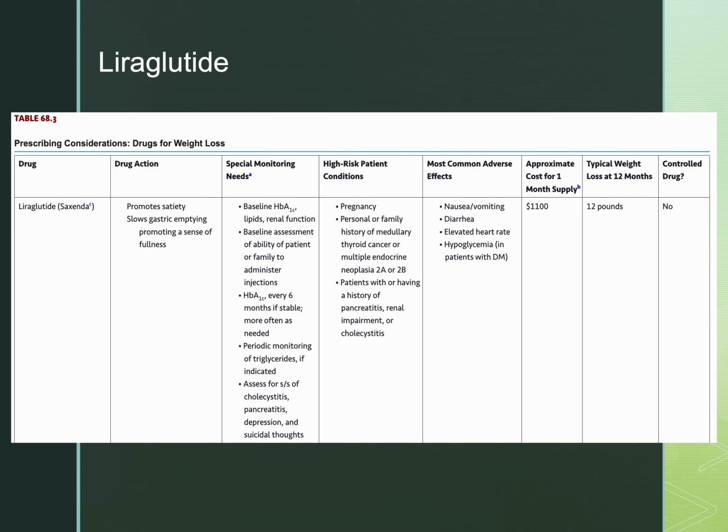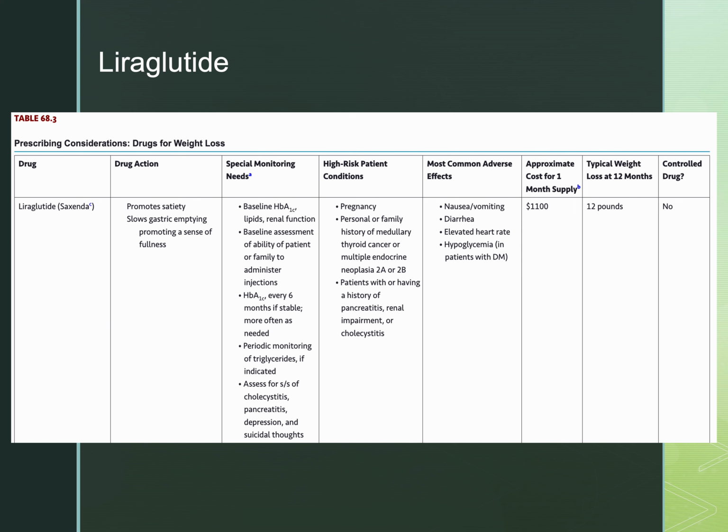Your high-risk patients are anyone that is pregnant, if they have a family member, or they personally have a history of thyroid cancers or neoplasias, and if they have a history of pancreatitis, renal impairment, or gallbladder disease, they are not a candidate for this medication as well.